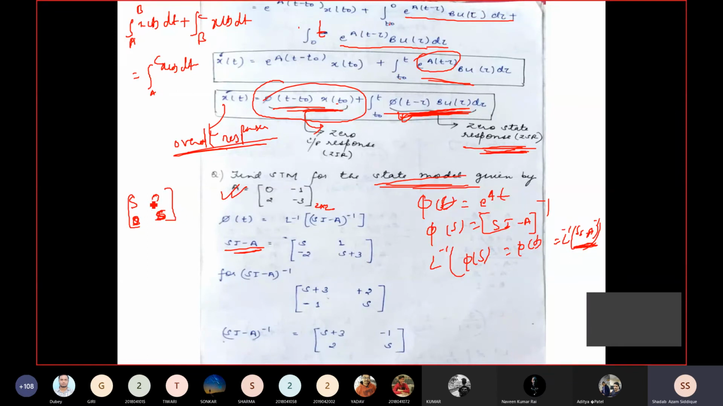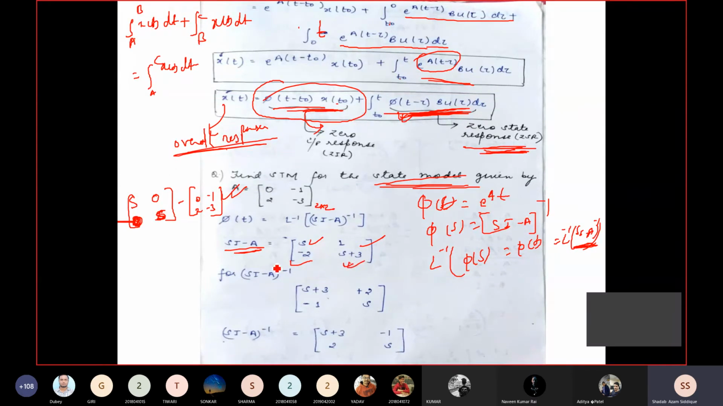So s is multiplied with the identity matrix. This is s, this is 0, this is 0, this is s, and we subtract the matrix 0, 1, 2, minus 3. So this can be written as s minus 0, which is s. Minus 1 becomes plus 1 with the minus sign, so this is written as minus. And s minus of minus 3 is s plus 3.